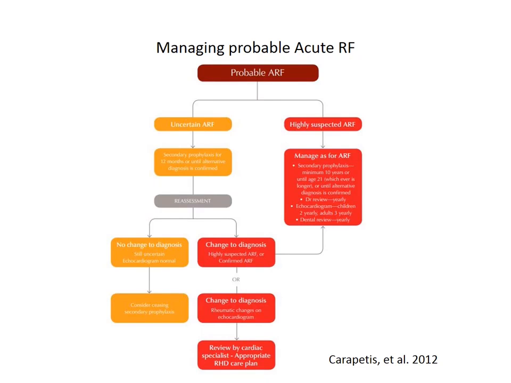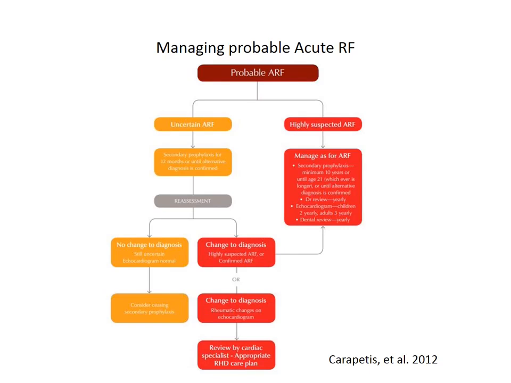Managing probable acute rheumatic fever. This is also an important topic. The probable acute rheumatic fever may be divided into uncertain acute rheumatic fever or highly suspected acute rheumatic fever. We'll start with the highly suspected acute rheumatic fever. You manage as if it is rheumatic fever, secondary prophylaxis for a minimum of 10 years or until age 21, whichever is longer, or until an alternative diagnosis is confirmed. And the doctor should review the child yearly, and echocardiograms for children 2 yearly and adults 3 yearly. A dental review has to be done yearly.